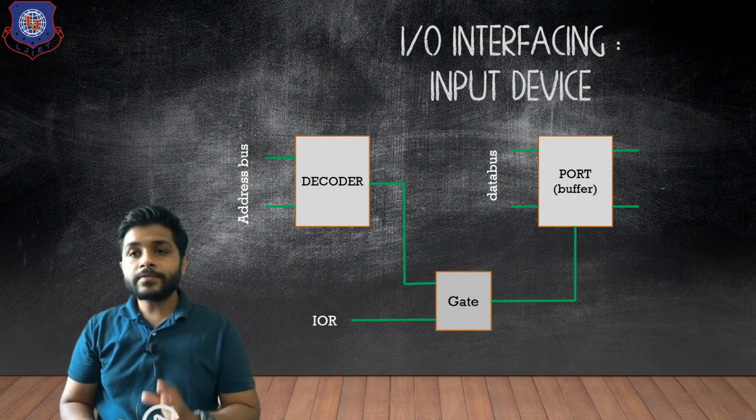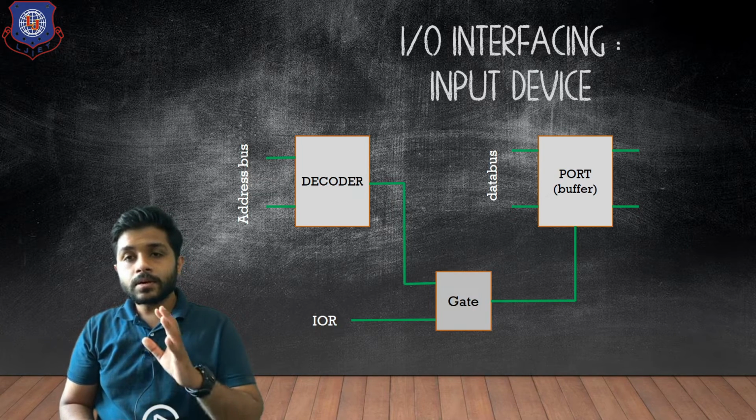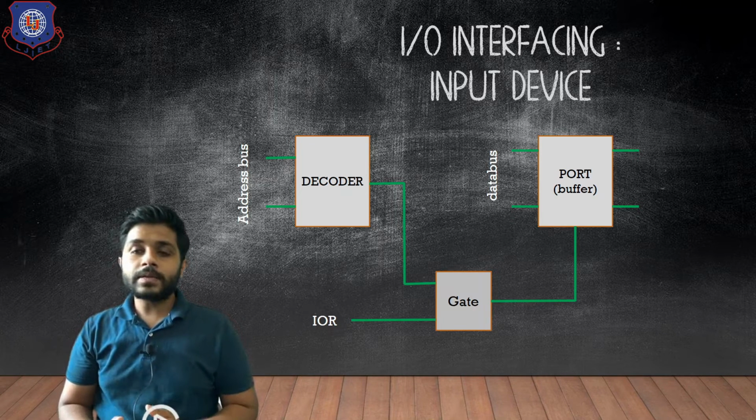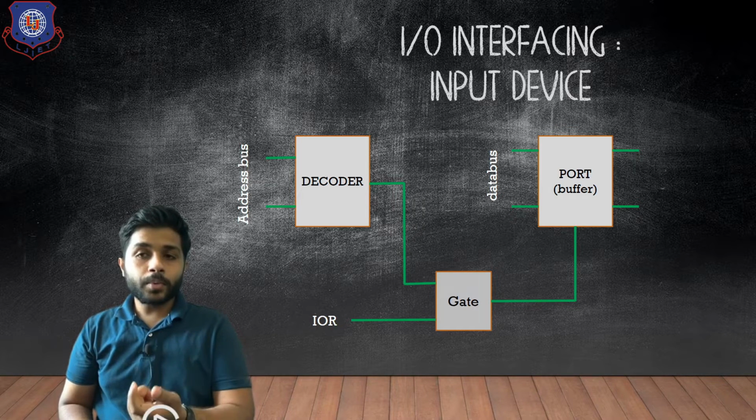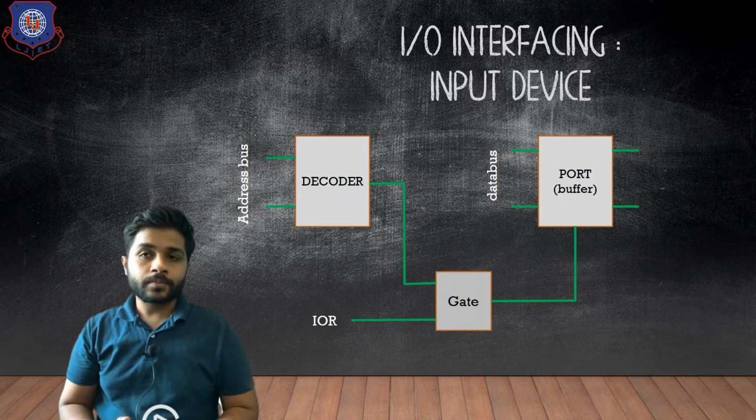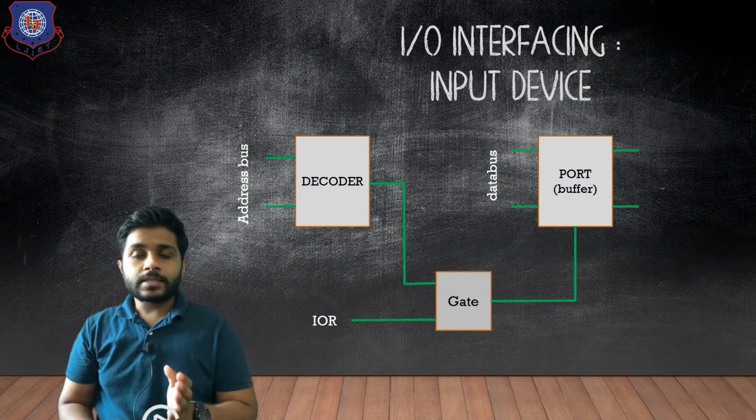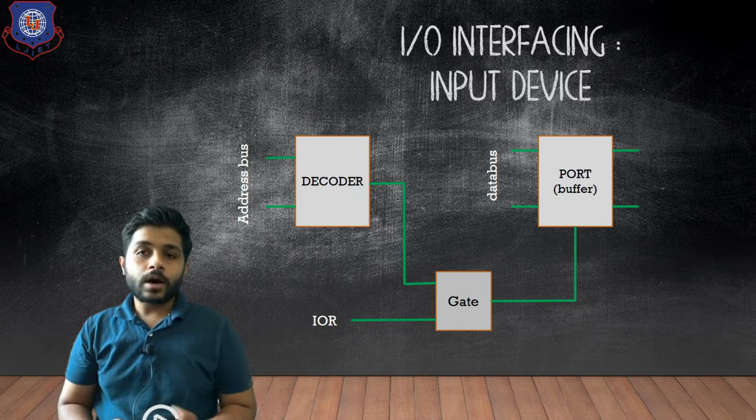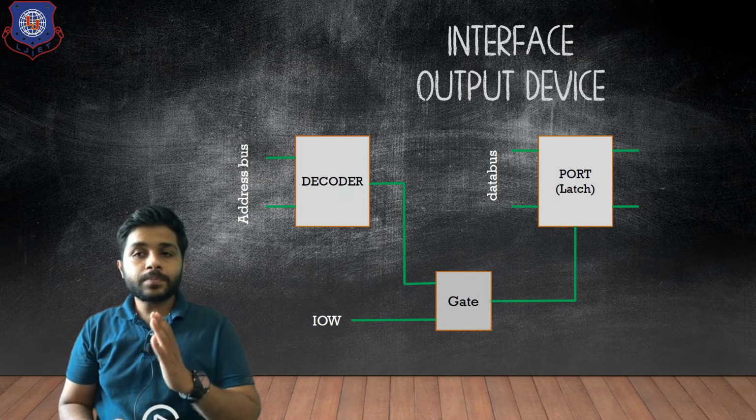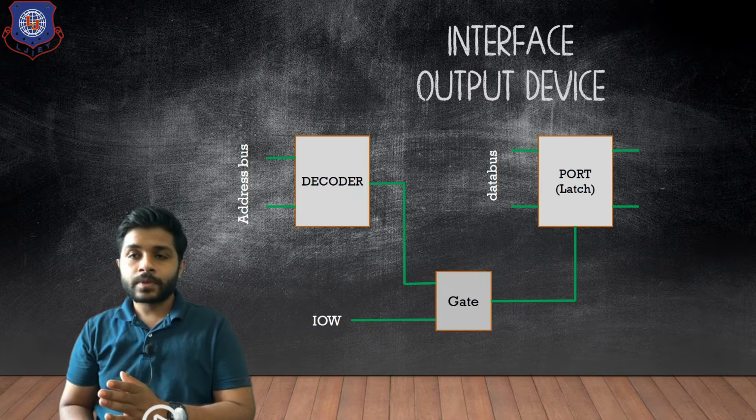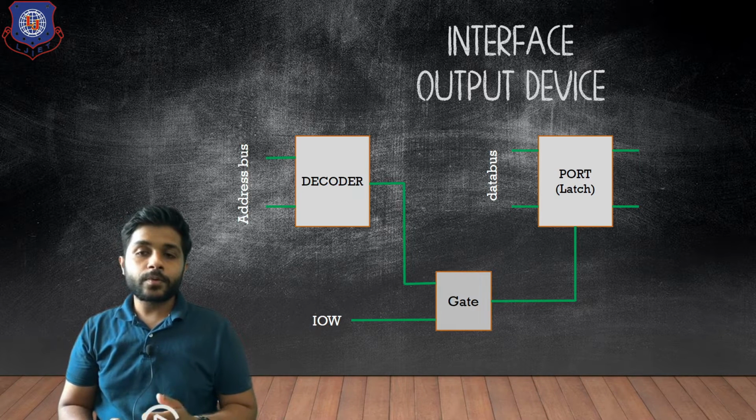If we want to interface an output device, the block diagram will remain the same. The only change will be in the port and the control signal. So let's see the block diagram for the output device. You can see that for the output device as a port we are using a latch and the control signal is changed from input output read to input output write.